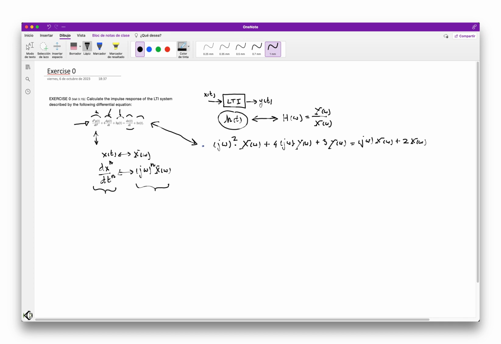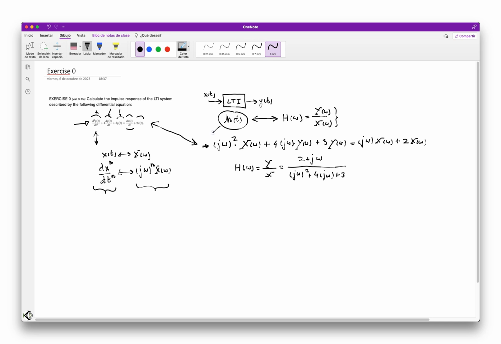So what we need to do is, in this algebraic equation, take apart capital Y divided by capital X, which is very easy because, again, this is an algebraic equation. So if we factorize all the Y's together, all the X's together, and we separate, what we get is H of omega, which again is just the capital Y divided by the capital X in the above equation, and you will get this 2 plus j omega, and in the denominator we will have j omega squared plus 4 times j omega plus 3. Okay, so this will be the frequency response of the system.